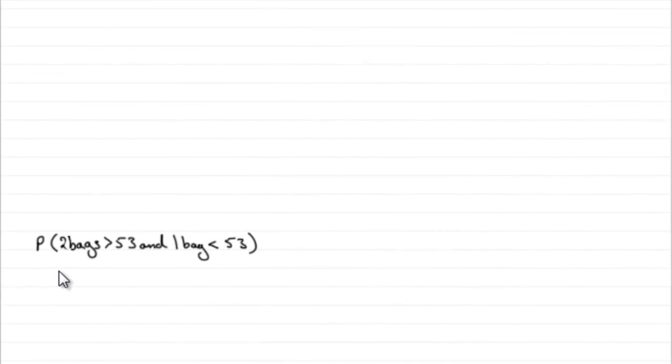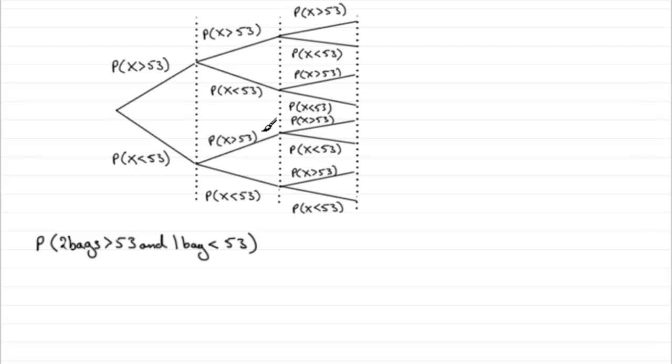Now for this part then, we've got to work out the probability that 2 bags contain more than 53 kilograms and 1 bag less than 53 kilograms. And to do this, what I imagine is a tree diagram, something like this. I wouldn't necessarily draw this, but I can visualize this in my mind.